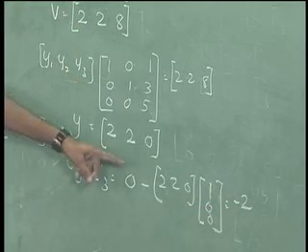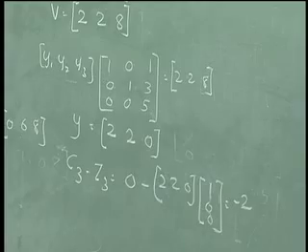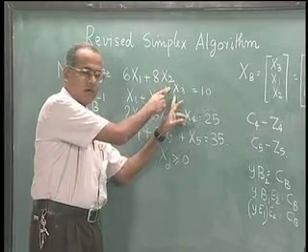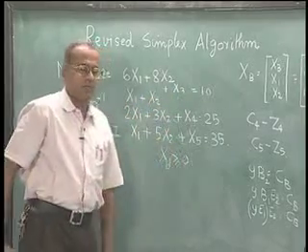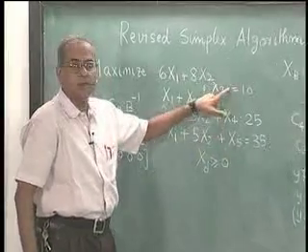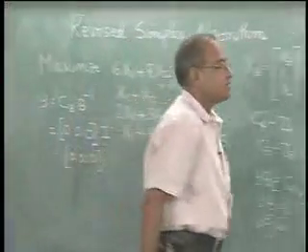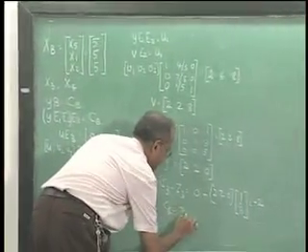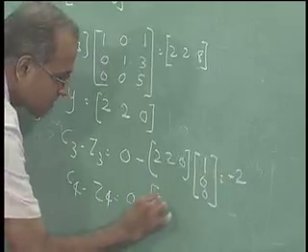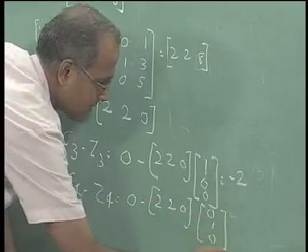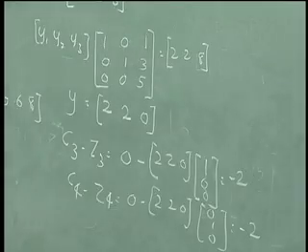Now, y is 2 2 0, y into P3, P3 comes from here corresponding to variable x3. So, here the coefficient is 1, 0 and 0. Similarly, P4 will be 0, 1 and 0 because this does not appear in the first equation. So, C4 minus Z4 is equal to 0 minus 2 2 0 into 0 1 0, which is minus 2.